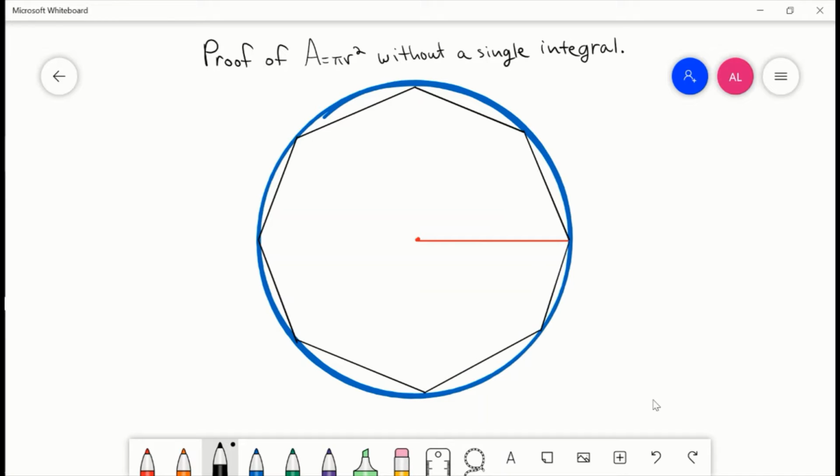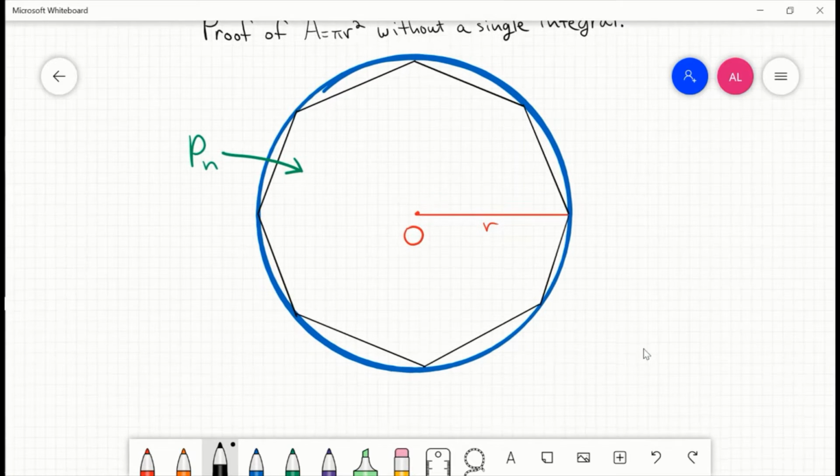So in order to find the area of the circle, we will first inscribe a regular n-gon inside of it. So a regular polygon, it has n sides. And it never hurts to give a name to things. So let's just label the circle as circle O. The radius will be r. And the polygon itself will be p sub n, where n is the number of its sides.